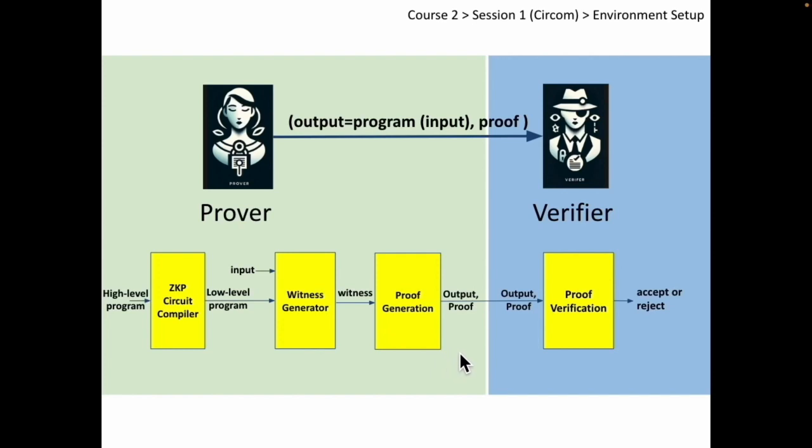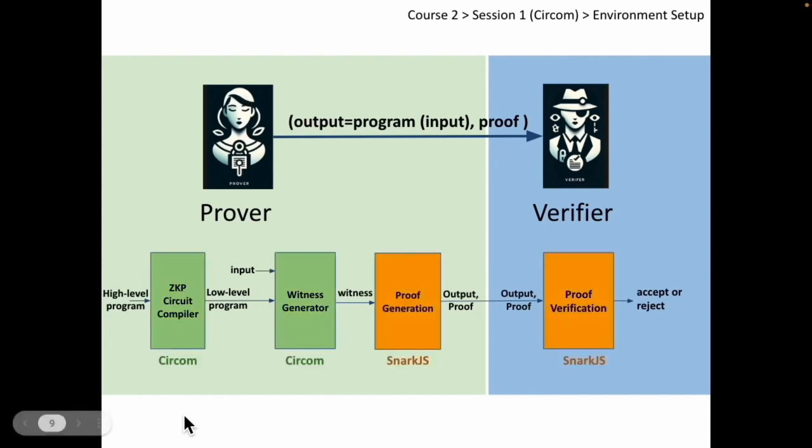On the verifier's end, there is a component known as proof verification. Its role is to check the proof and determine its validity. This streamlined overview aims to facilitate understanding of the core software components in ZKP without delving into technical terminology. The first two tasks are performed using the Circom tool, which I have colored in green, while the proof generation and proof verification are handled by Snark.js, which has a different color in this slide.